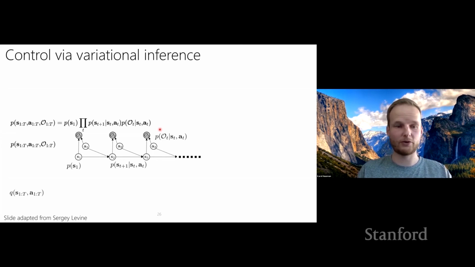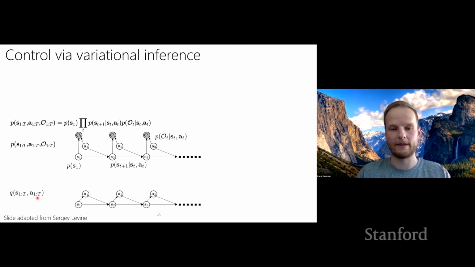Now we will try to introduce a variational distribution. A variational distribution is a distribution over things that we don't know, that are not visible to us. So this is not over the evidence. The evidence in this case are our optimality variables. So the variational distribution, or Q of Z before, has to be over the things that we don't see. So this would be the Q of S_1 through capital T, comma A_1 through capital T. And we'll just say that our variational distribution is of this form.